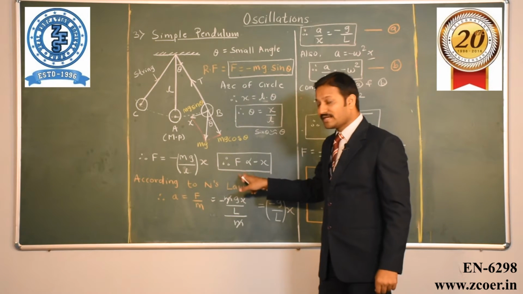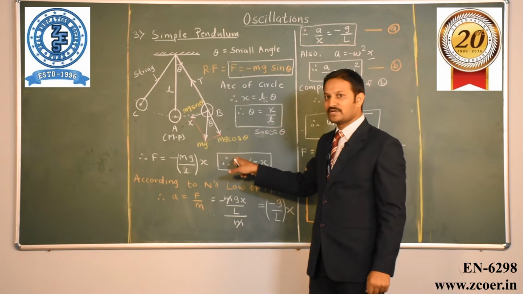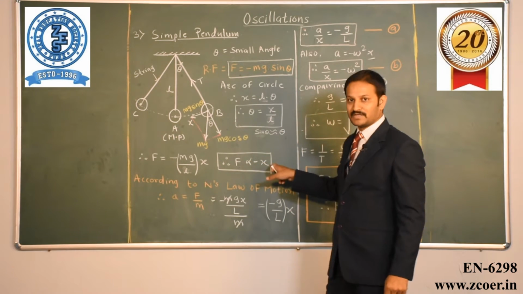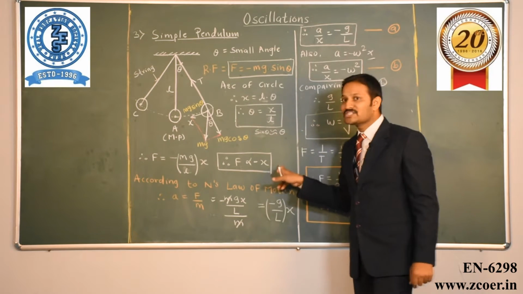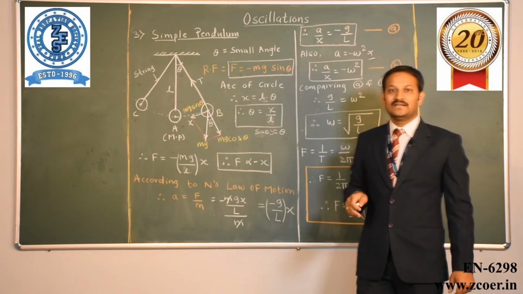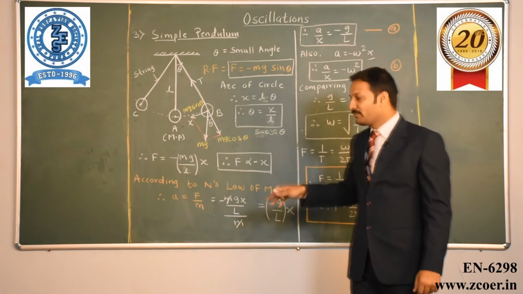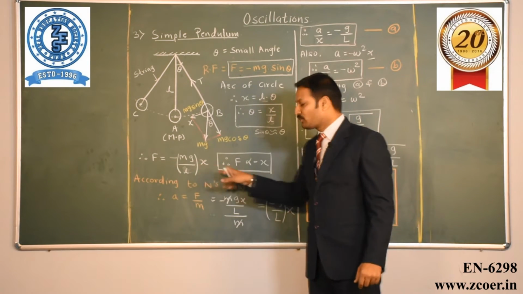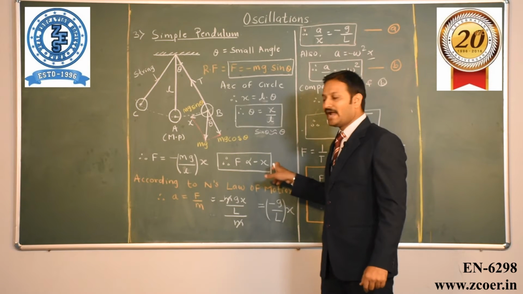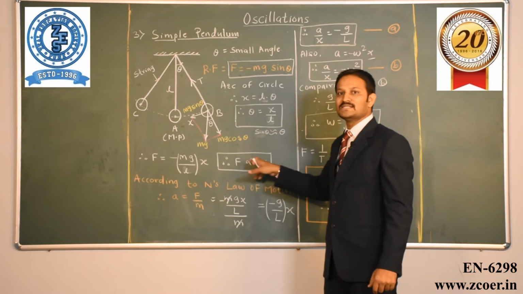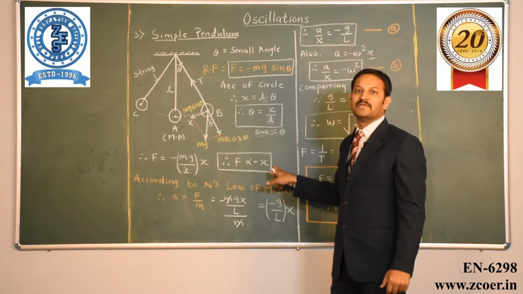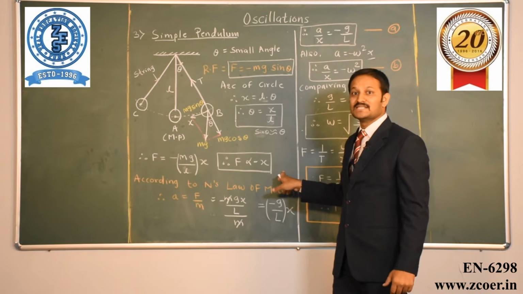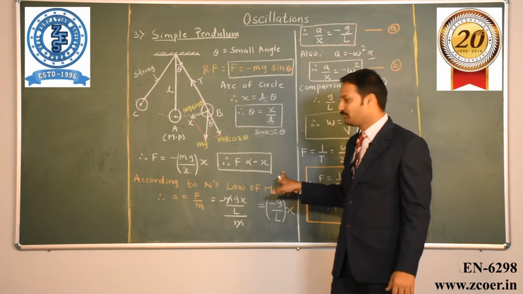In other words, we can say the restoring force is directly proportional to minus of the displacement. So it satisfies our linear harmonic motion properties. That is, the restoring force is directly proportional to the displacement and the restoring force is always in the direction of the mean position. So it can be proved that this simple pendulum performs simple harmonic motion.